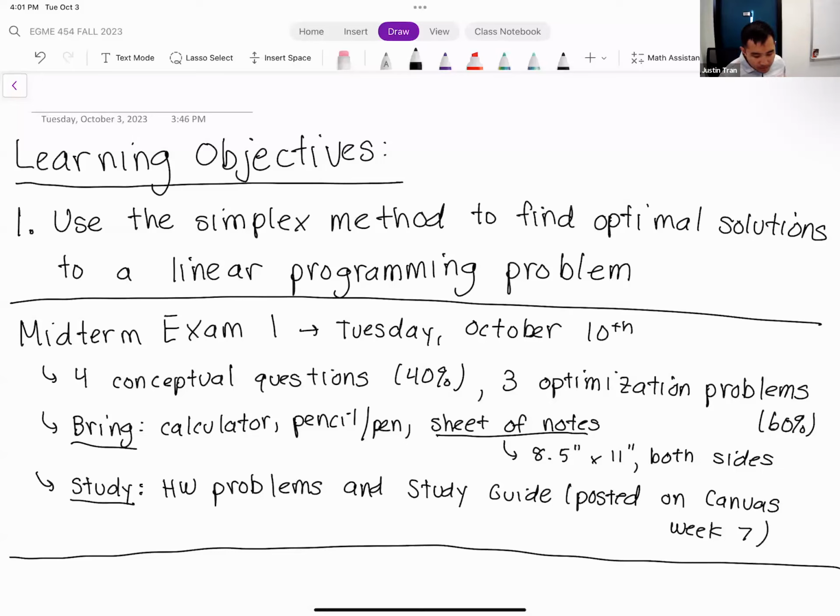Okay, and so the other big announcement that I want to make this week is for the midterm exam. So our midterm exam is planned for Tuesday, October 10th. So that's a week from today. Okay.